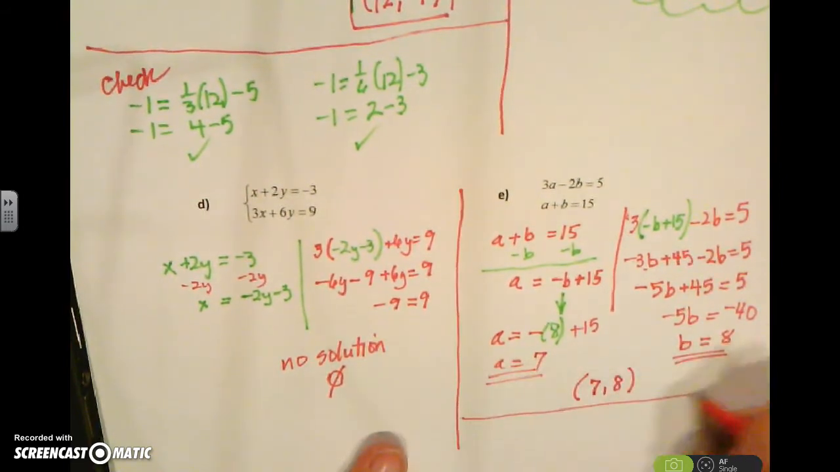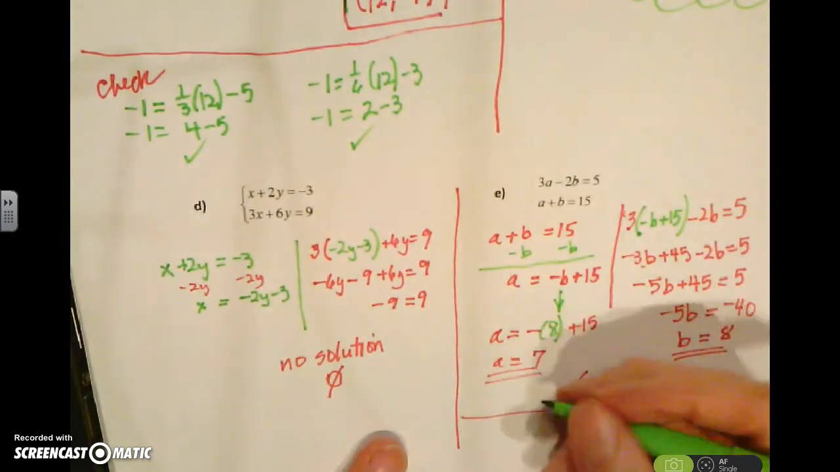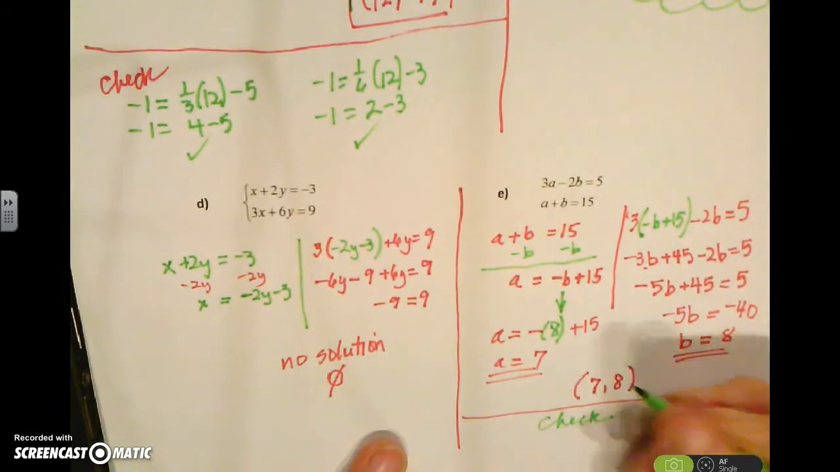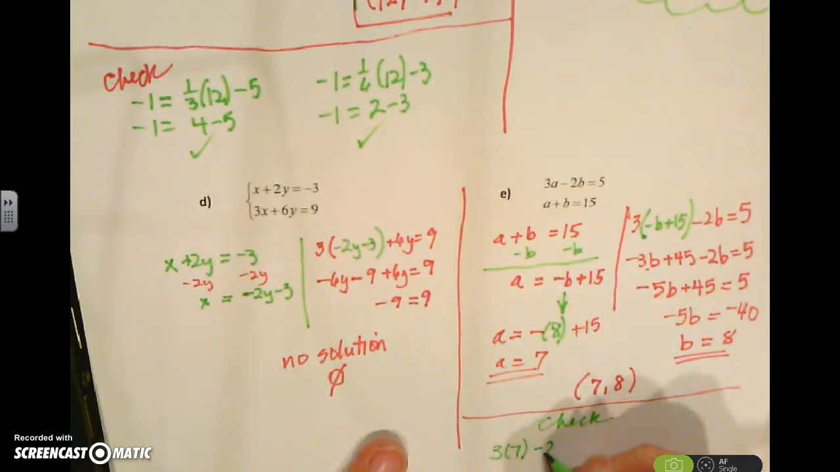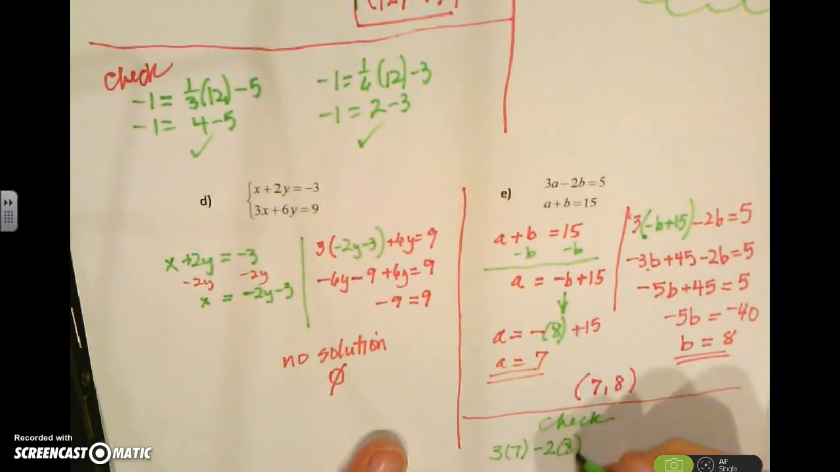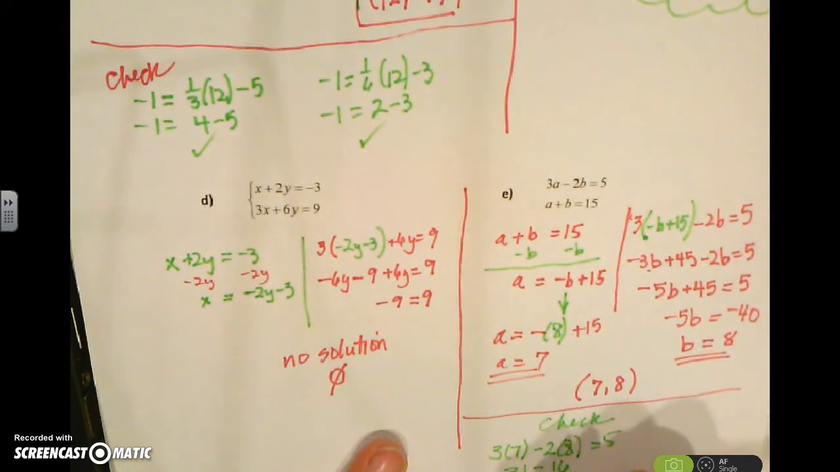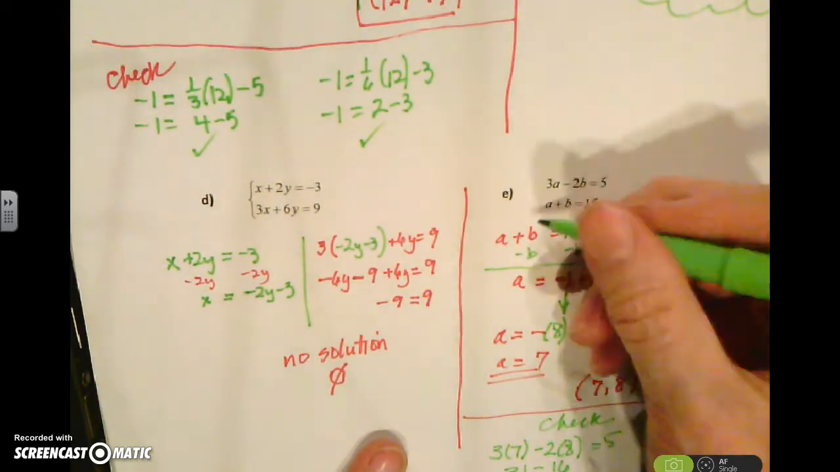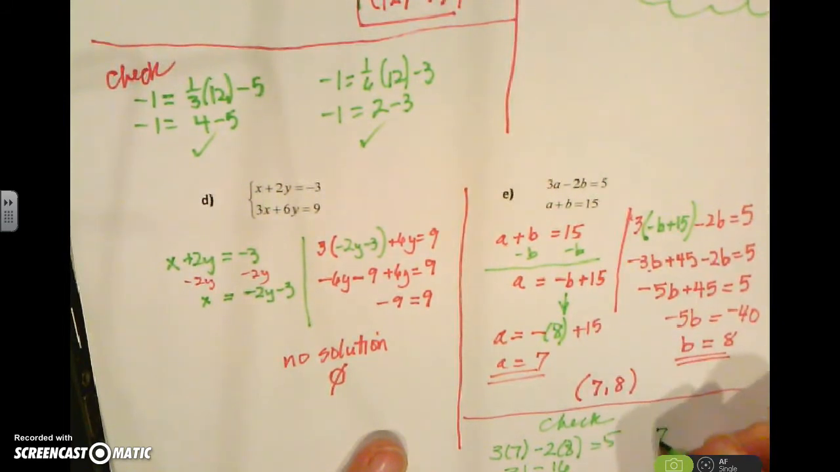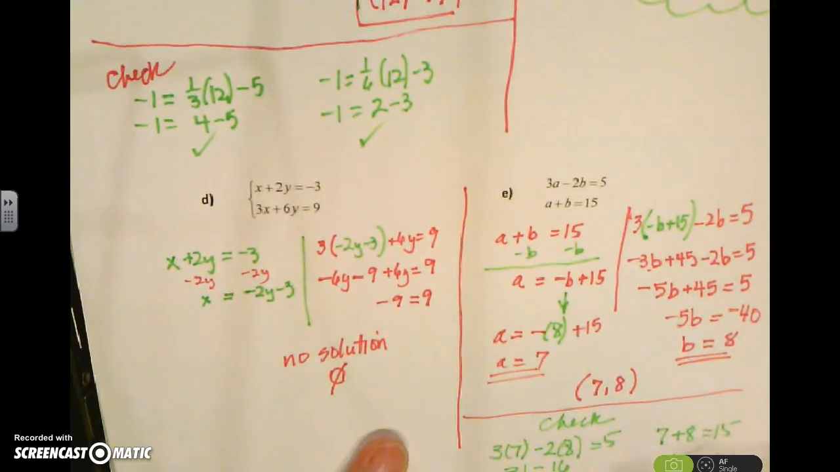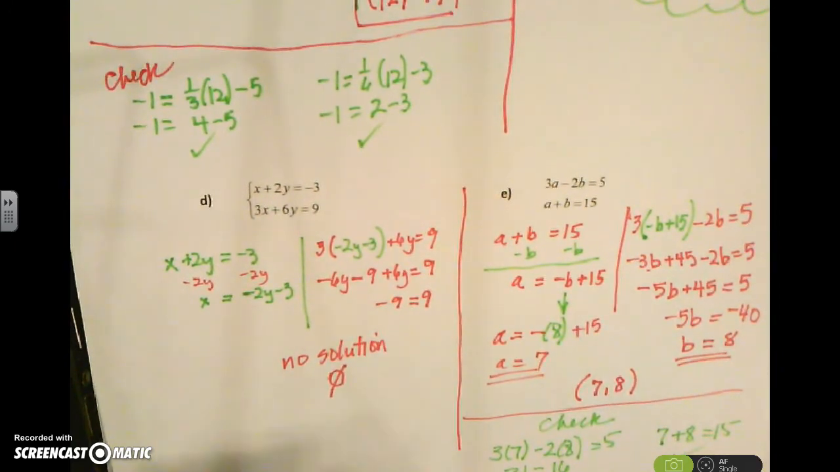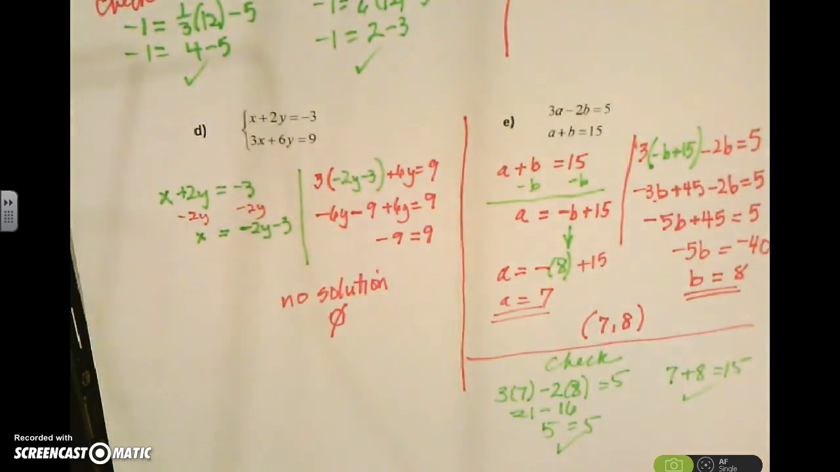Then I'm going to check my answers. When I put a 7 in for the A, I get 3 times 7 minus 2 times 8 is equal to 5. So 21 minus 16 is 5. And that checks. Then plug into the second one, so I get 7 plus 8 is 15, and that's also checking. Scoot those up.